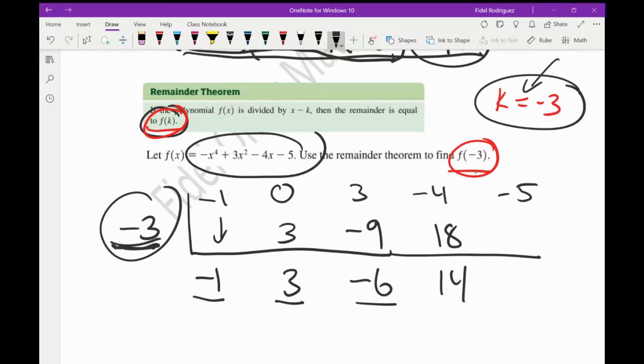We're almost done. Negative 3 times 14 is a negative 42. We're going to add these numbers together. We're going to get negative 47.